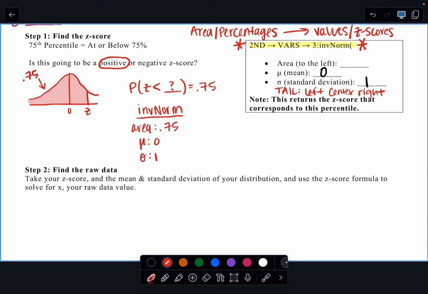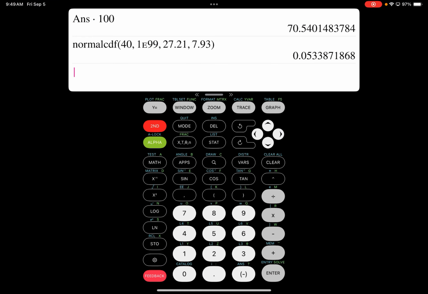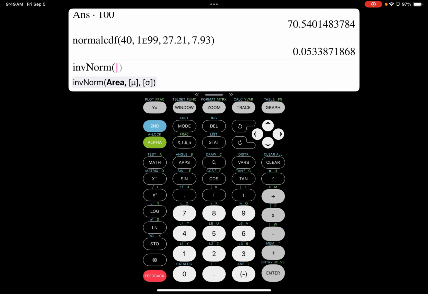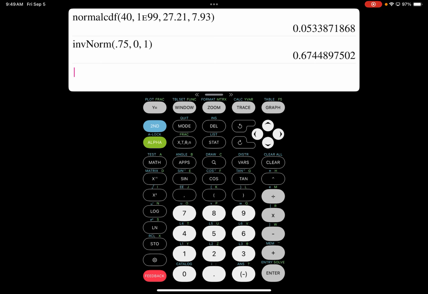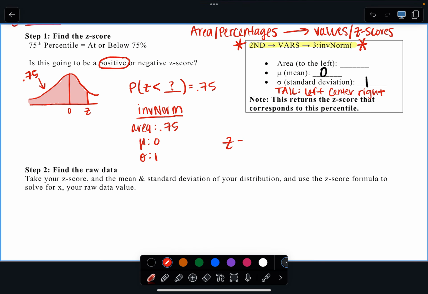So I'm going to go to my calculator, second vars, number 3, 0.75, 0, 1. And this value that it's giving back to me is a z-score. So this z-score is 0.67. I'm going to write down z is equal to 0.67. So step 1 is get the z-score. Again, we're talking about if this were an FRQ question and I'm trying to show all my work so I get full credit.